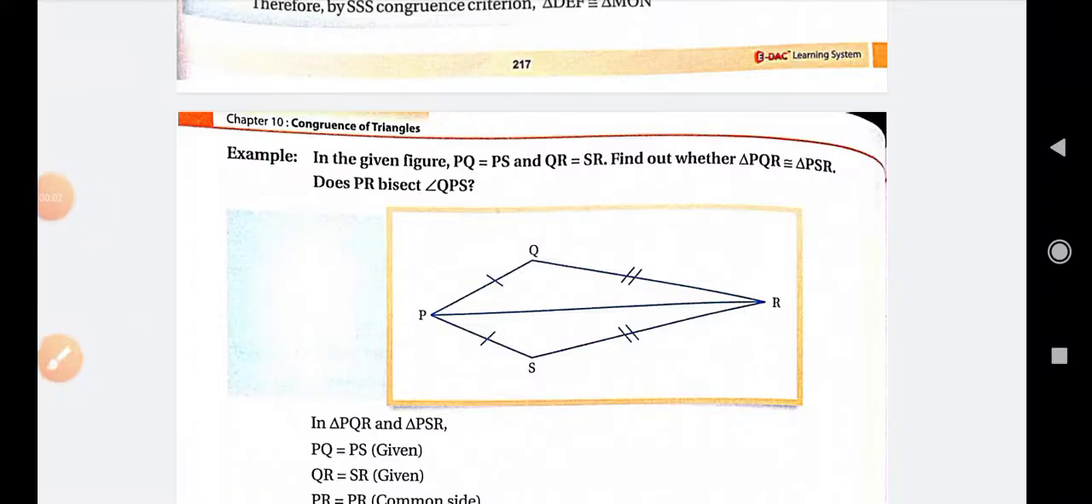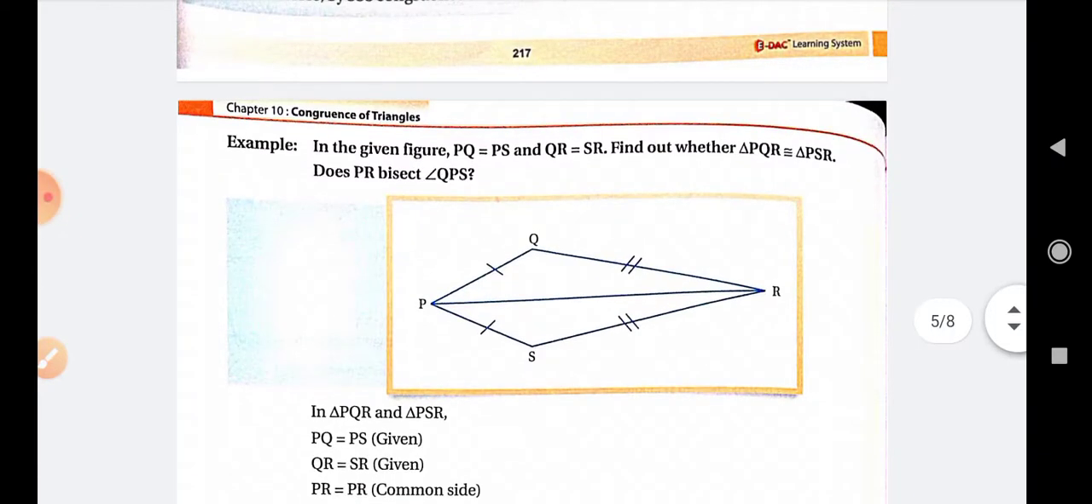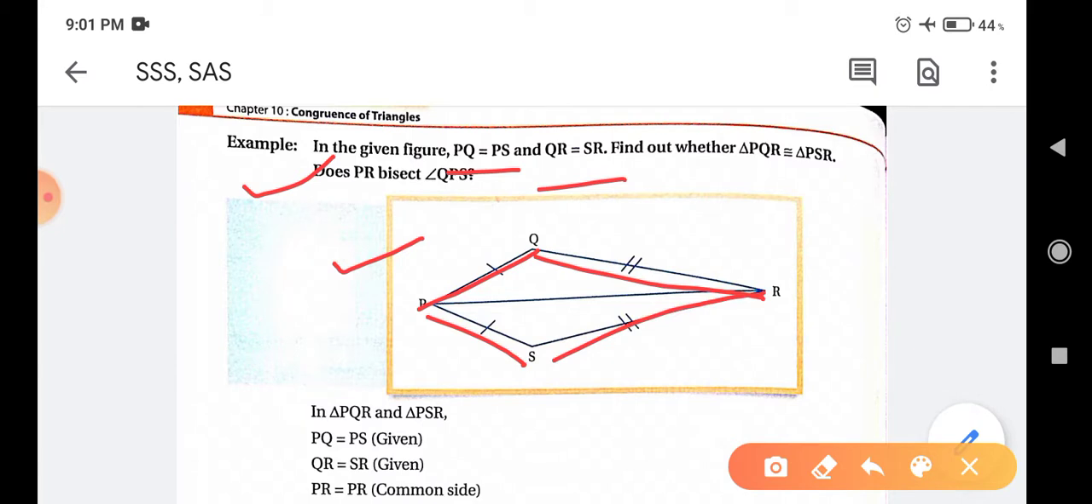Hello students. Firstly, we will discuss SSS congruence criterion. One example that was pending. In the given figure, PQ is equal to PS and QR is equal to SR. Then find out whether triangle PQR is congruent to triangle PSR.